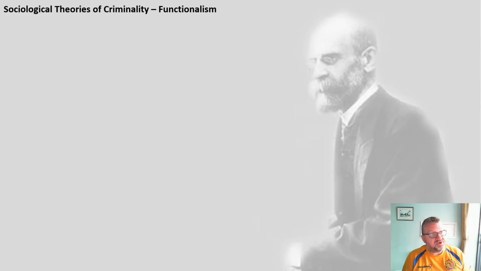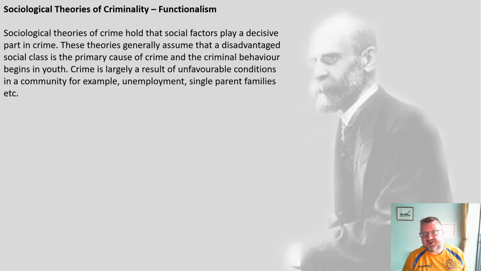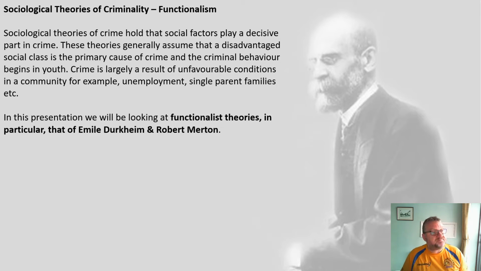So let's introduce you to sociological theories. They basically hold that social factors play a part in crime, so nurture to some extent rather than nature. But it's more than that, because it's how you're brought up, the conditions you live in. So sociological theories generally assume that if you've got a disadvantaged social class, then that's a primary cause of crime and criminal behaviour, and they would tend to argue that this begins in youth, and that crime is largely a result of unfavourable conditions in a community, such as unemployment, single-parent families, etc.